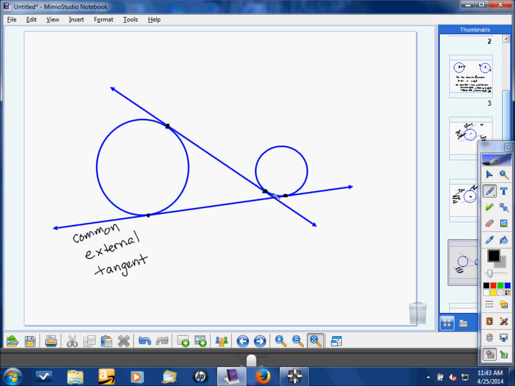So this one is also a common tangent because it's tangent to both circles, but it's what we call a common internal tangent.